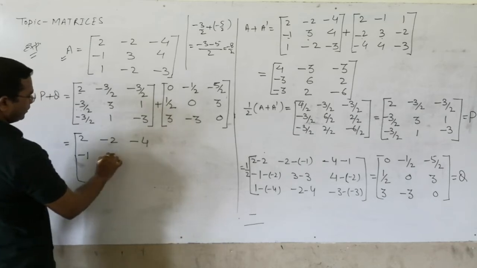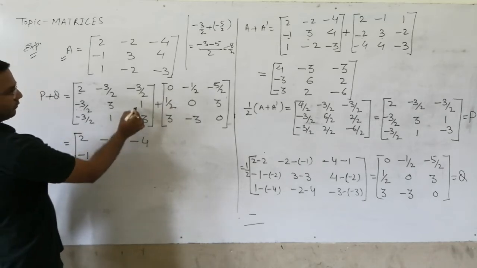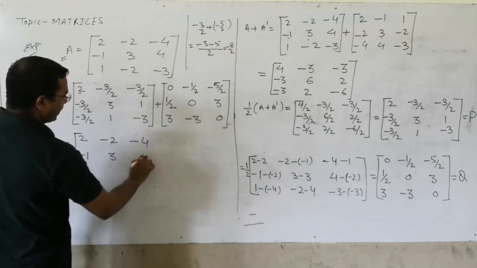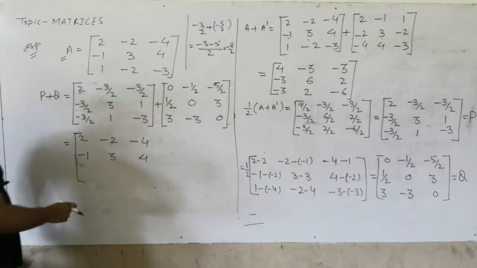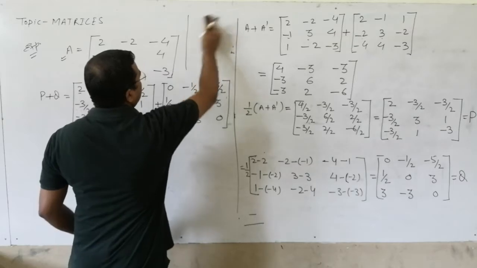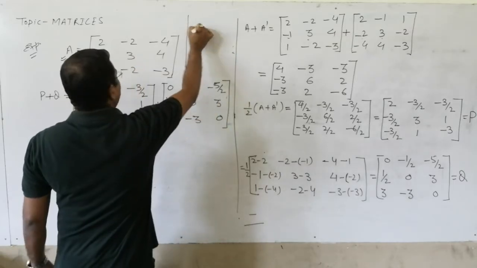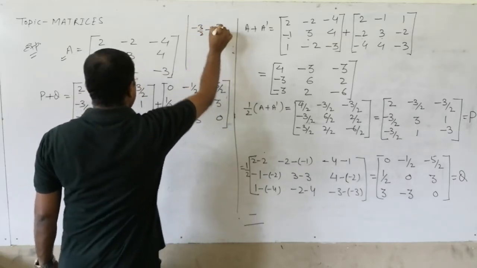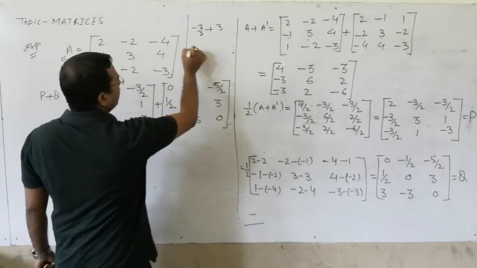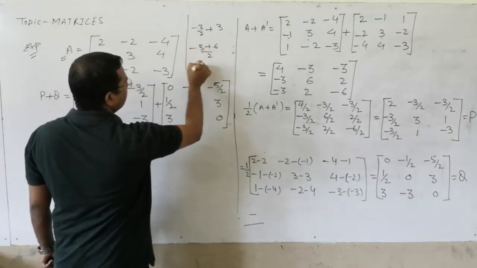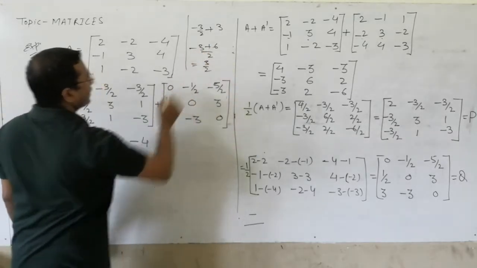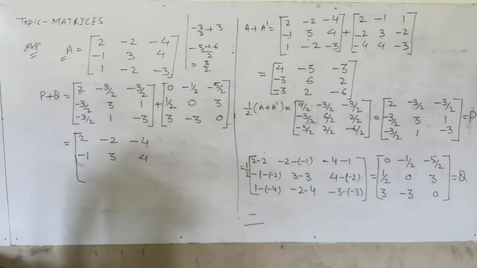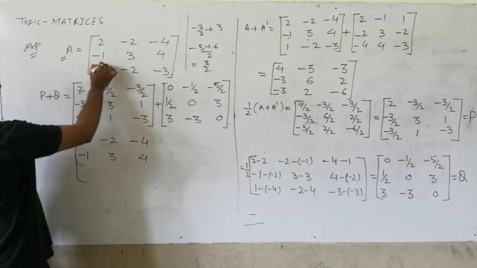3 plus 0, you will be getting 3 only. 1 plus 3, you will be getting 4. Minus 3 by 2 and 3, this part you can solve here. What is minus 3 by 2 plus 3? So you will be getting here minus 3 plus 6 upon 2, it is 3 upon 2. See, we are getting here 3 upon 2. But here we were getting 1.